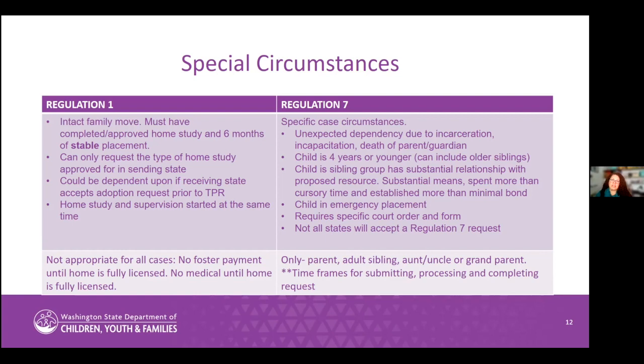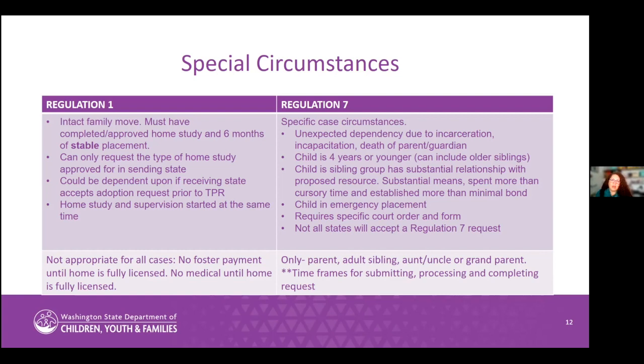We also have regulation 7, which is for specific case circumstances. A lot of times we hear, oh my gosh, let's expedite it, order a reg 7, right? I've heard of something, let's order it. It's only to meet the criteria of an expedited home study. There's certain legal criteria. It's a court order that's drafted. The worker has to have the study request ready to go, typically. So the criteria is listed here.